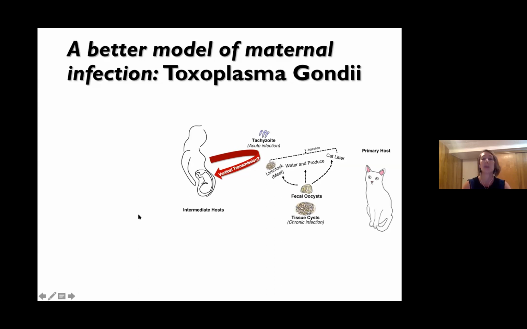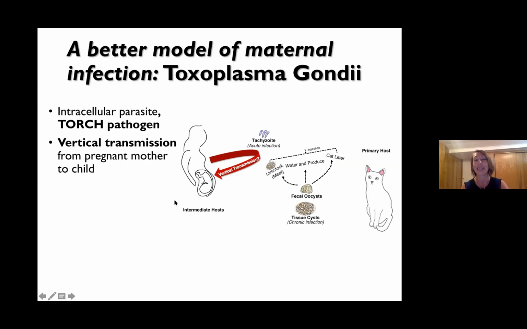Now, Toxoplasma gondii is an intracellular parasite. It's also referred to as a TORCH pathogen, which simply means that it can be vertically transmitted from a pregnant mother to the child during prenatal development. It is a very common parasitic infection. Its primary host is the cat, and it's excreted as oocysts in the feces, and can then expose humans in a number of different ways.